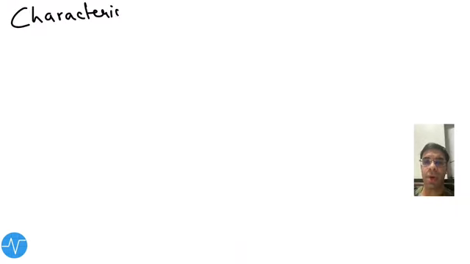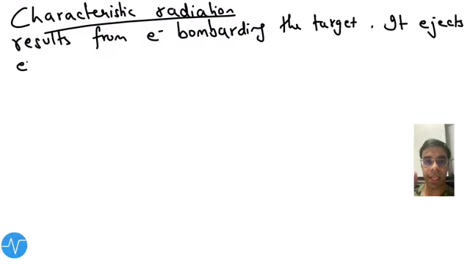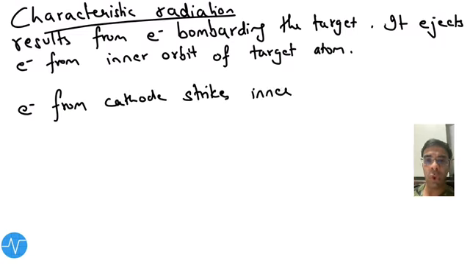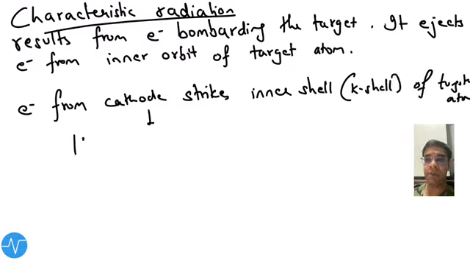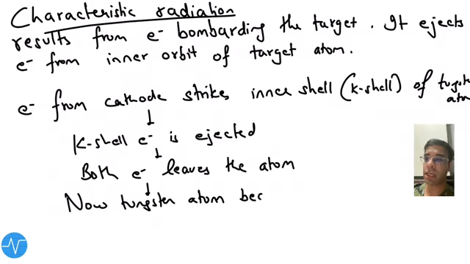Now let us study characteristic radiation. Bremsstrahlung was interaction with the nucleus. Characteristic radiation is interaction with the shell of the tungsten target. Which shell? The inner shell, or the K shell. What happens? The electron coming from the cathode goes and interacts with the anode, the tungsten target. Here it will interact with the inner shell or K shell of the tungsten target. Therefore, it will eject the K shell electron out. Both the electron coming from the cathode and the K shell electron will leave.